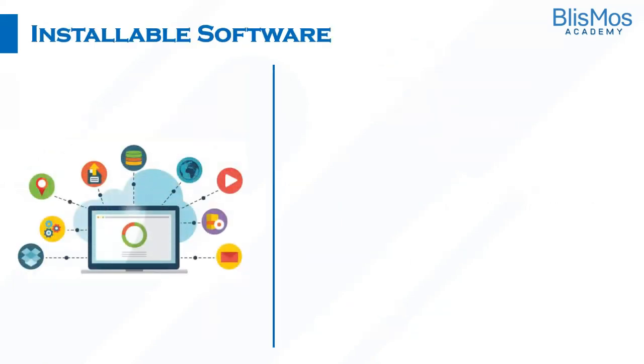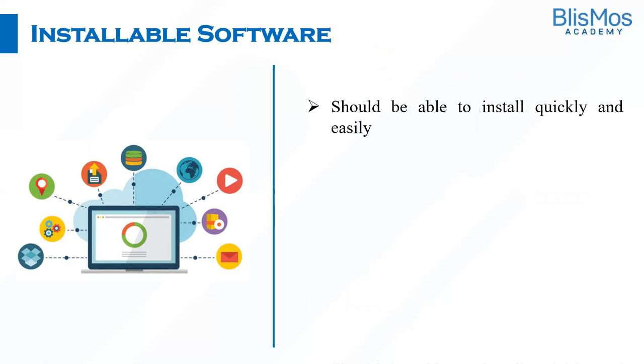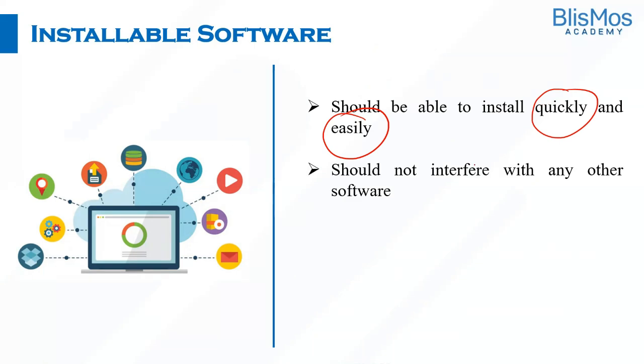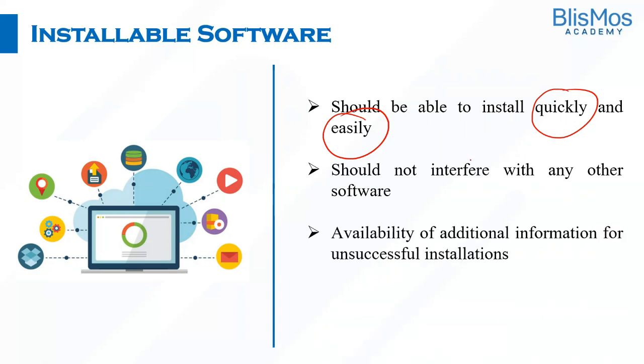What is installable software? Whenever you develop a software, you should be able to install it quickly and easily. Then only people would install that software, right? If the installation itself is a very complex and laborious process, many people wouldn't be interested in using the software. While installing, the installation of this software should not interfere with any other existing software. In case of any unsuccessful installation, we should provide additional information. In case you decide to uninstall, the uninstallation should be clean.